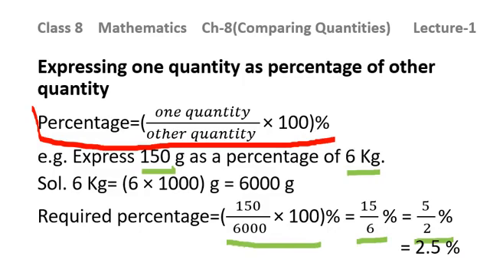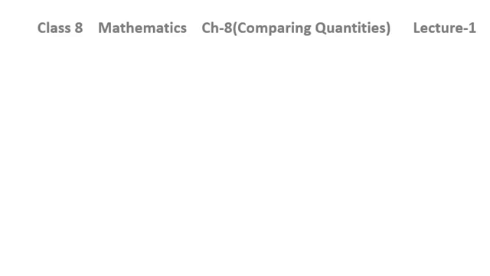First of all, we need to make the units the same. So 6 kilograms is converted into grams: 6 into 1000, that is 6000 grams. Then the required ratio will be 150 over 6000 into 100%. That will give you 15 over 6%, that is equal to 5/2%, which is 2.5%. I hope it is clear how to express one quantity as a percentage of another quantity.